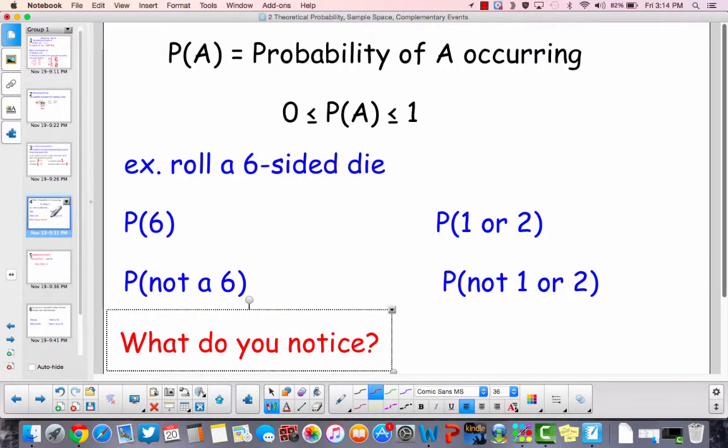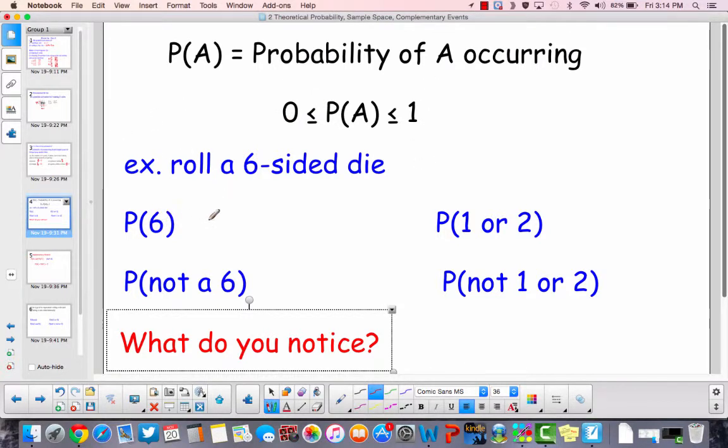Okay? Which is what we just said here. The probability of A occurring is often written as P of A. And the probability of A occurring is between 0 and 1, because it's always between not possible and definitely happening. All right, so what do you notice?